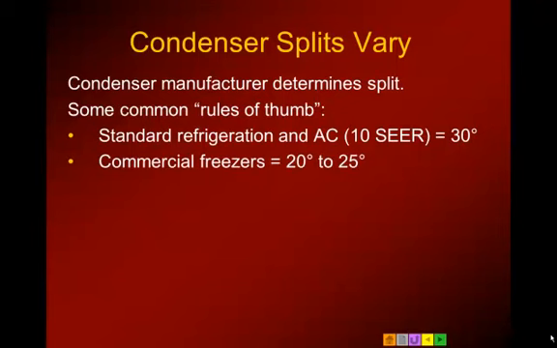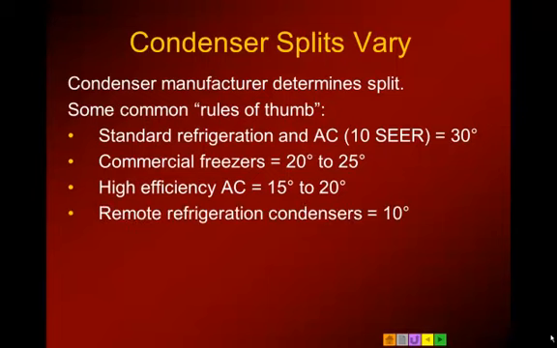Commercial freezers, we're looking at a condenser split of 20 to 25 degrees. High efficiency air conditioners, SEERs of 13, 14, 15 and up, you're looking at 15 to 20 degree splits. If you have a remote refrigeration condenser, that means it is outside, up on a roof, out back in an equipment room, somewhere that is remote from, distant from where the evaporator is located, you're looking at a 10 degree split.